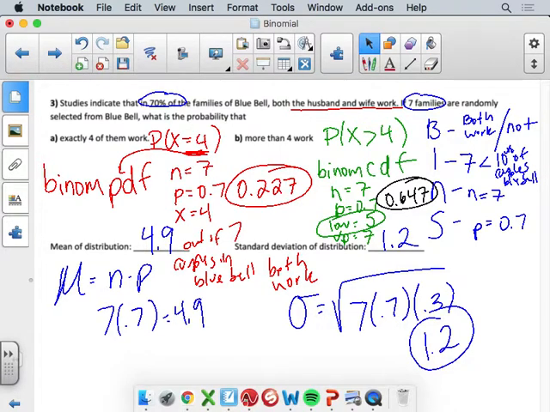Alright. So those numbers seem to make sense. 64% were more than 4 working, both couples working, which, looking at our average and our standard deviation, makes sense. So checking yourself, doing those. I just gave you a bunch of problems to try out. So there's number 4, 5, 6, 7. So you've got 4 more problems I want you to do.